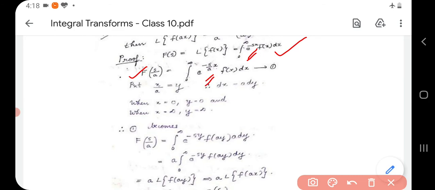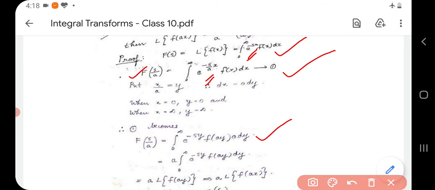Okay. Now just put ax equal to y. Then dx will be dy by a. When x equal to 0, y equal to 0. And when x equal to infinity, y equal to infinity. Therefore, on applying these conditions, your equation 1 will become like this. a is a constant.